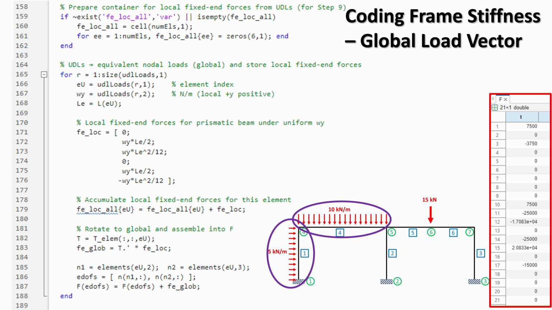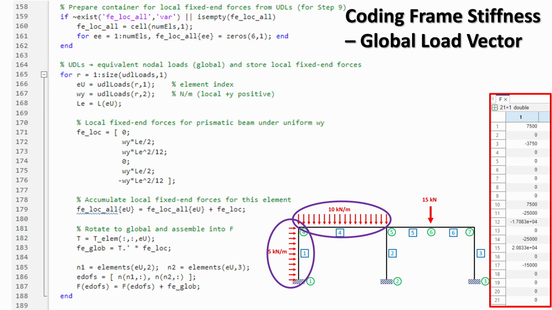Even though some elements may have no UDLs, this structure ensures consistency and makes later calculations cleaner. We then loop through the entries in UDL loads. Each row gives the element number and the load intensity acting in the local y direction. A downward load therefore appears negative. Once we know the element length, we can compute the standard fixed end force vector for a prismatic beam under uniformly distributed load. This gives 6 local forces: shear forces, bending moments, and their equal and opposite reactions along the element.